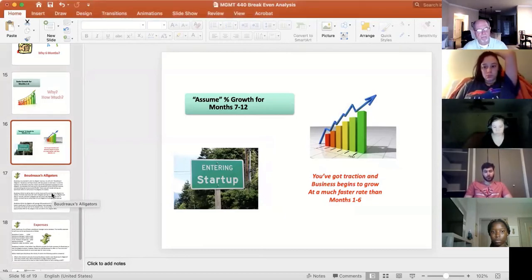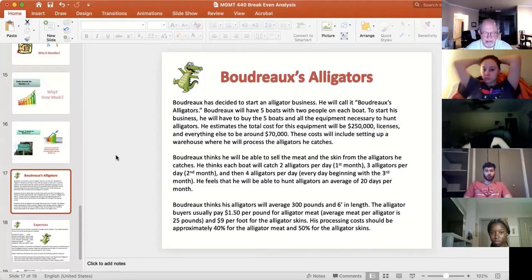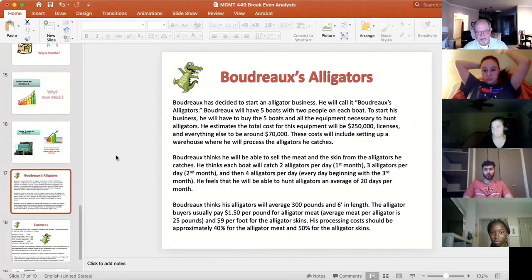So here we are. Here's the story. He's starting a business. He's going to have 5 boats, 2 people in each boat. He says he's going to need about $250,000 for licenses, for equipment and everything else, and $70,000 for the license and all. And that includes a warehouse where he'll process and catch. He thinks each boat will catch 2 alligators per day the first month, 3 alligators per day the second month, and 4 alligators the third month.